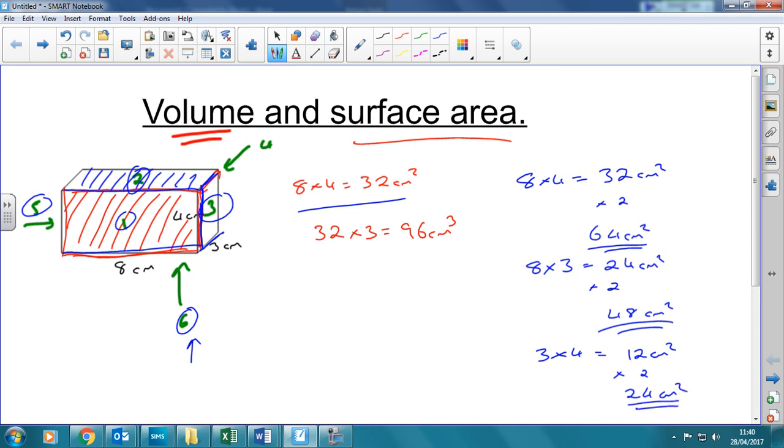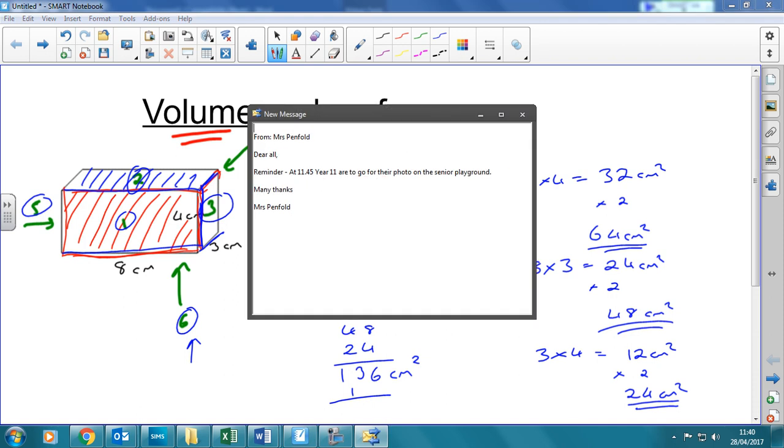So the surface area is going to be all of those 6 sides added together. So it's going to be 64 plus 48 plus 24. You add them all together, so 4 plus 8 is 12, plus 4 is 16, so that's 6, carry the 1. Then we've got 6 plus 4 is 10, plus 2 is 12, plus the carried over 1 is 13. So that's going to be 136 centimetres squared. It's centimetres squared because it's an area.